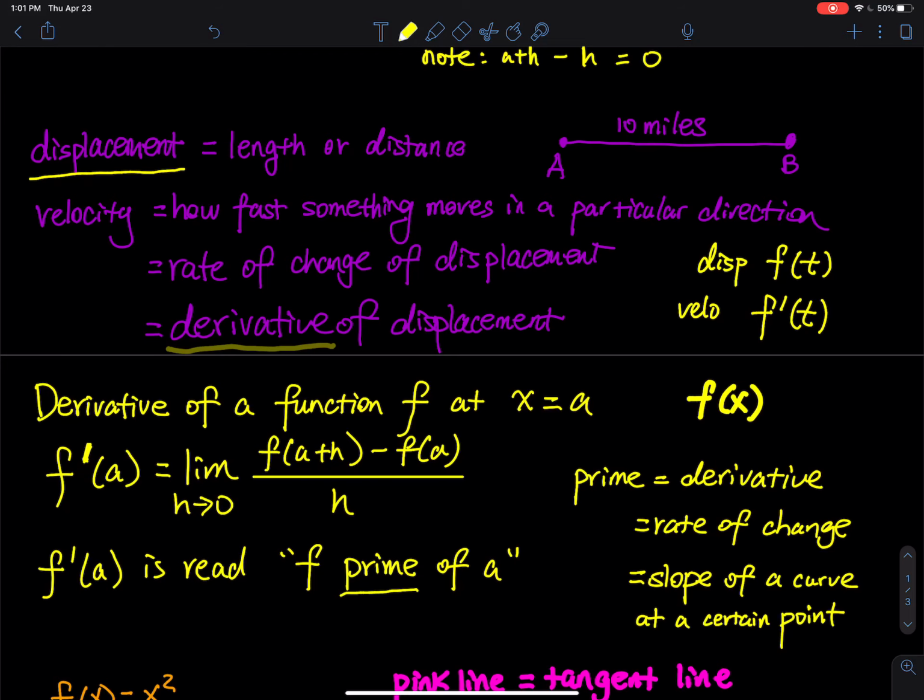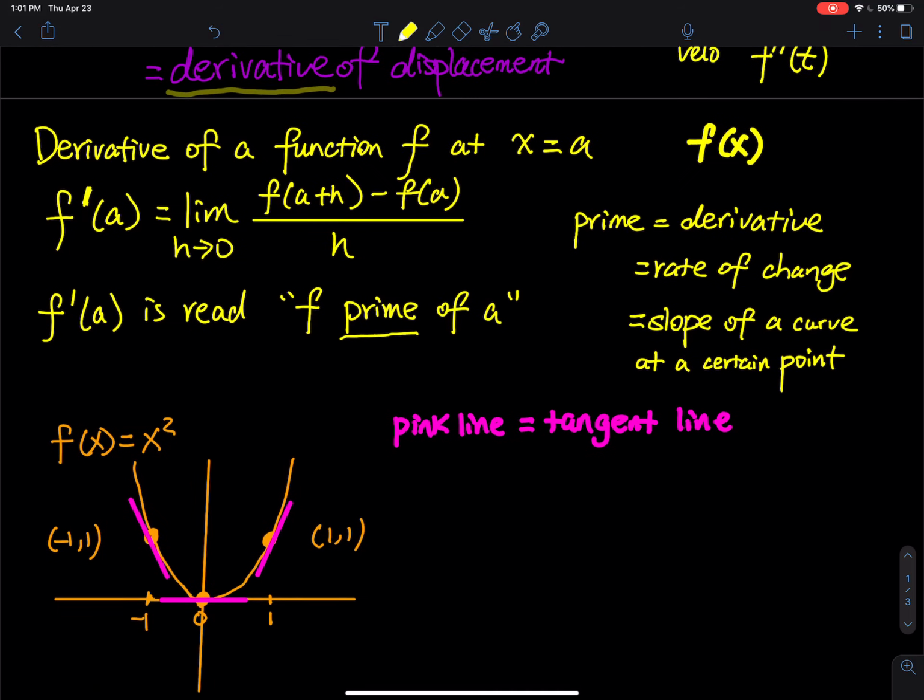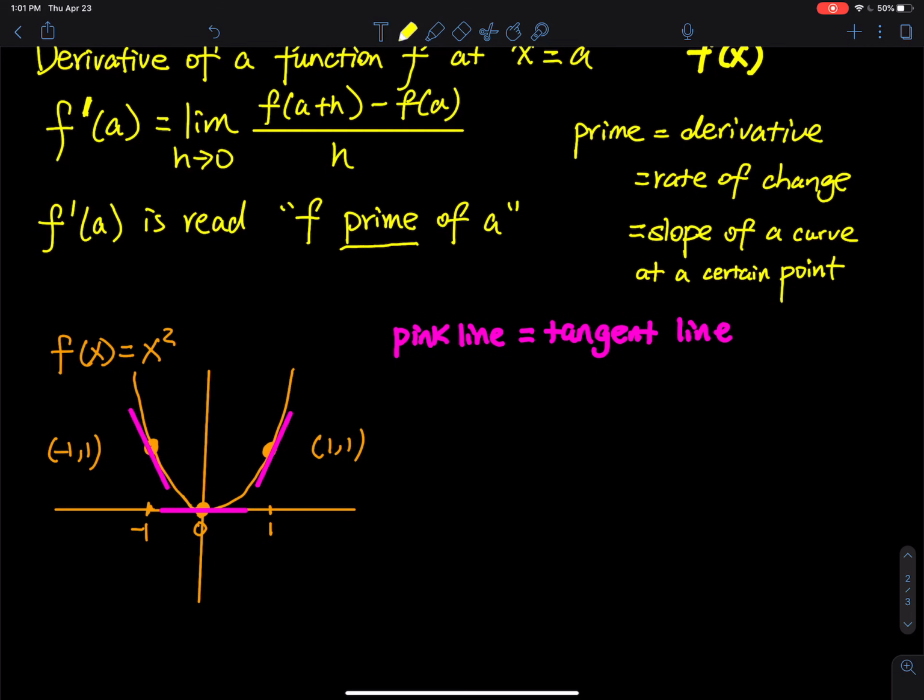So let's go to a very simple example of derivative. Let's say I use a simple function, f of x equals x squared. x squared is a parabola, so we have an orange parabola, and I pick 3 points: x equals 1, 0, and -1. How do you find the derivative? I am going to skip that step for now.